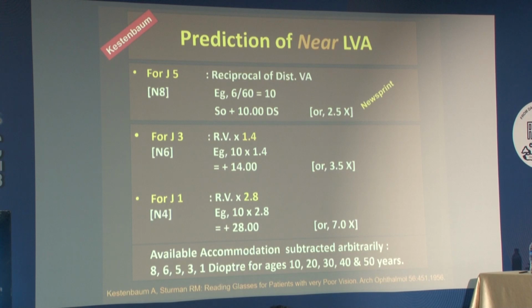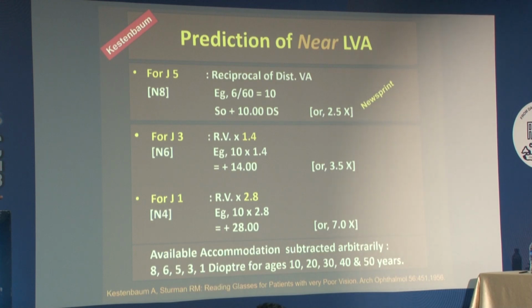Okay. For N6 vision, you multiply the reciprocal vision with a factor of 1.4. And for N4 correction, you multiply the reciprocal visual acuity by a factor of 2.8. But always remember the bottom line. Whatever you are doing, you have to subtract the available accommodation by 8, 6, 5, 3, or 1 diopter depending upon the age, which may be respectively 10, 20, 30, 40, or 50 years.